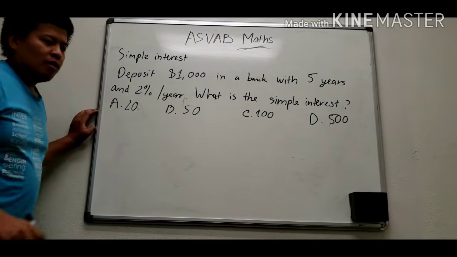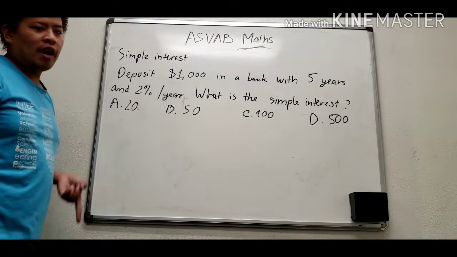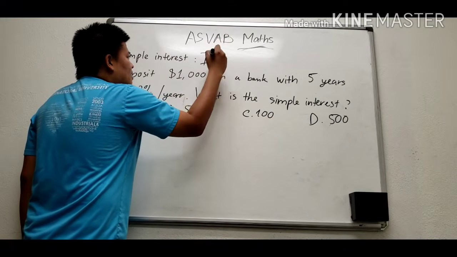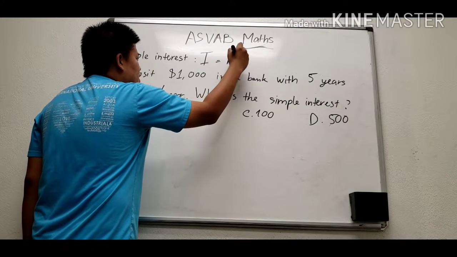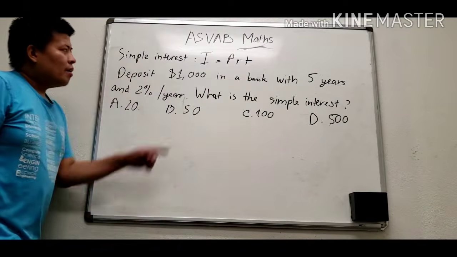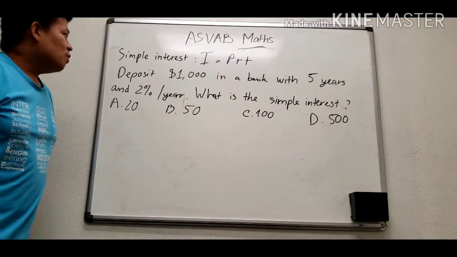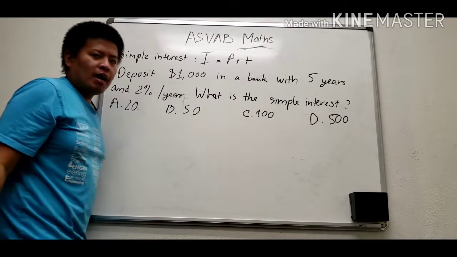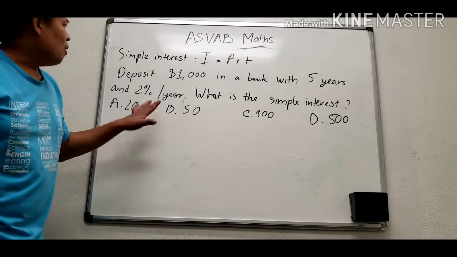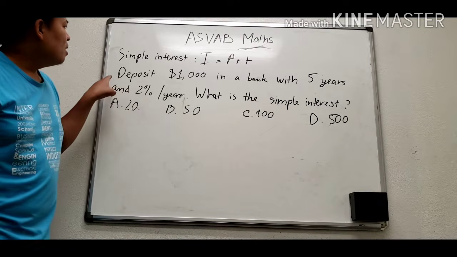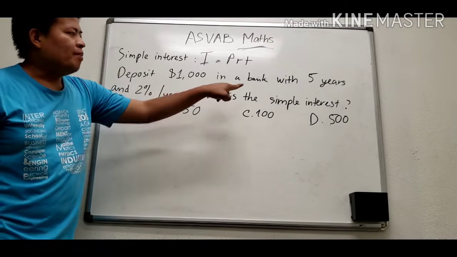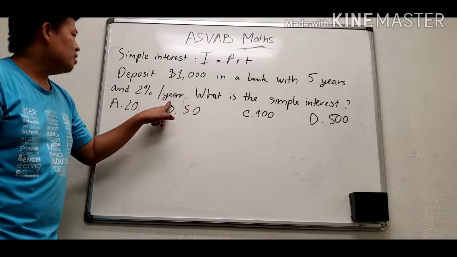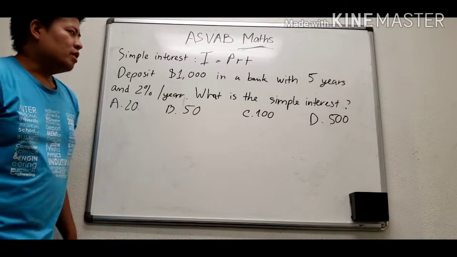So the next one is about simple interest. I will show the formula. The simple interest is I equal to PRT. P is the principal, R is the interest rate, and T is the time. So I will do this example: deposit $1000 in a bank for 5 years at a 2% interest rate per year. What is the simple interest?